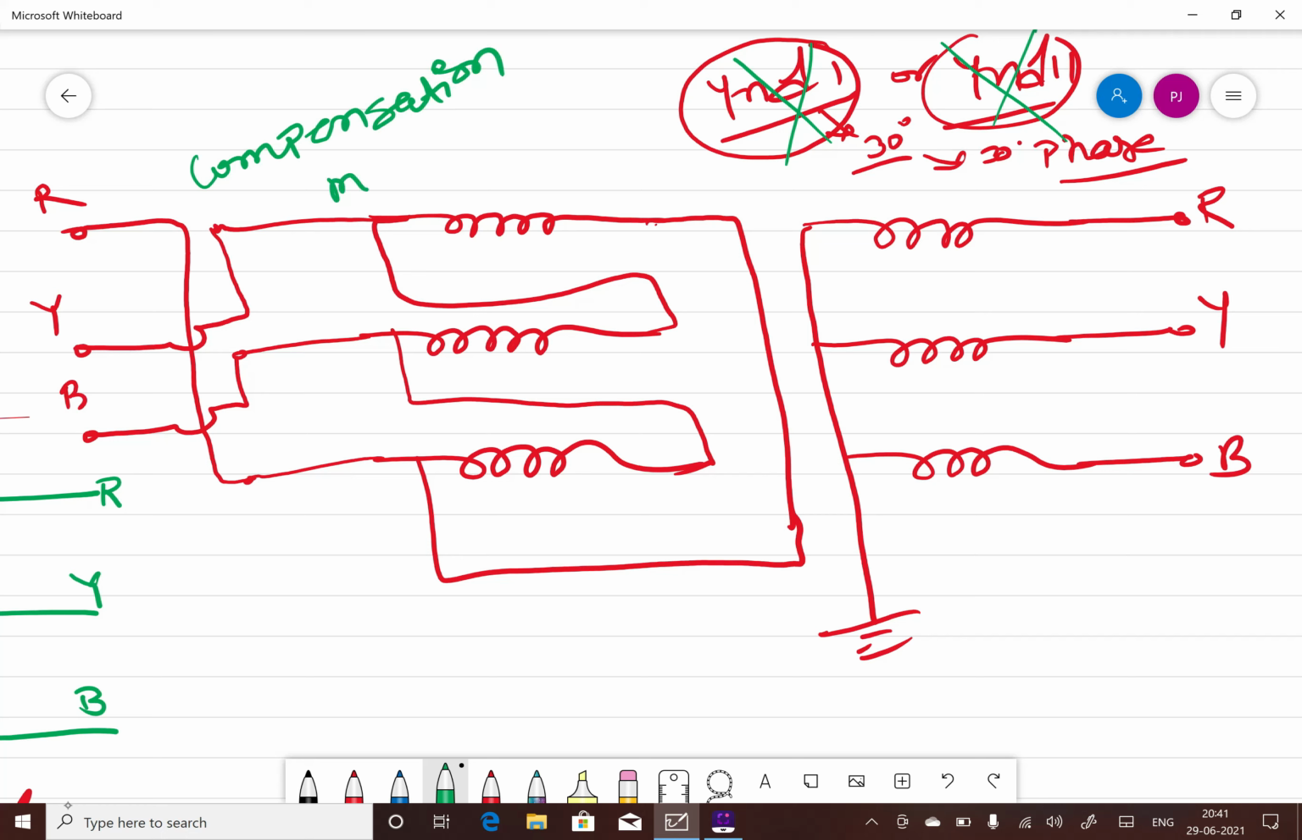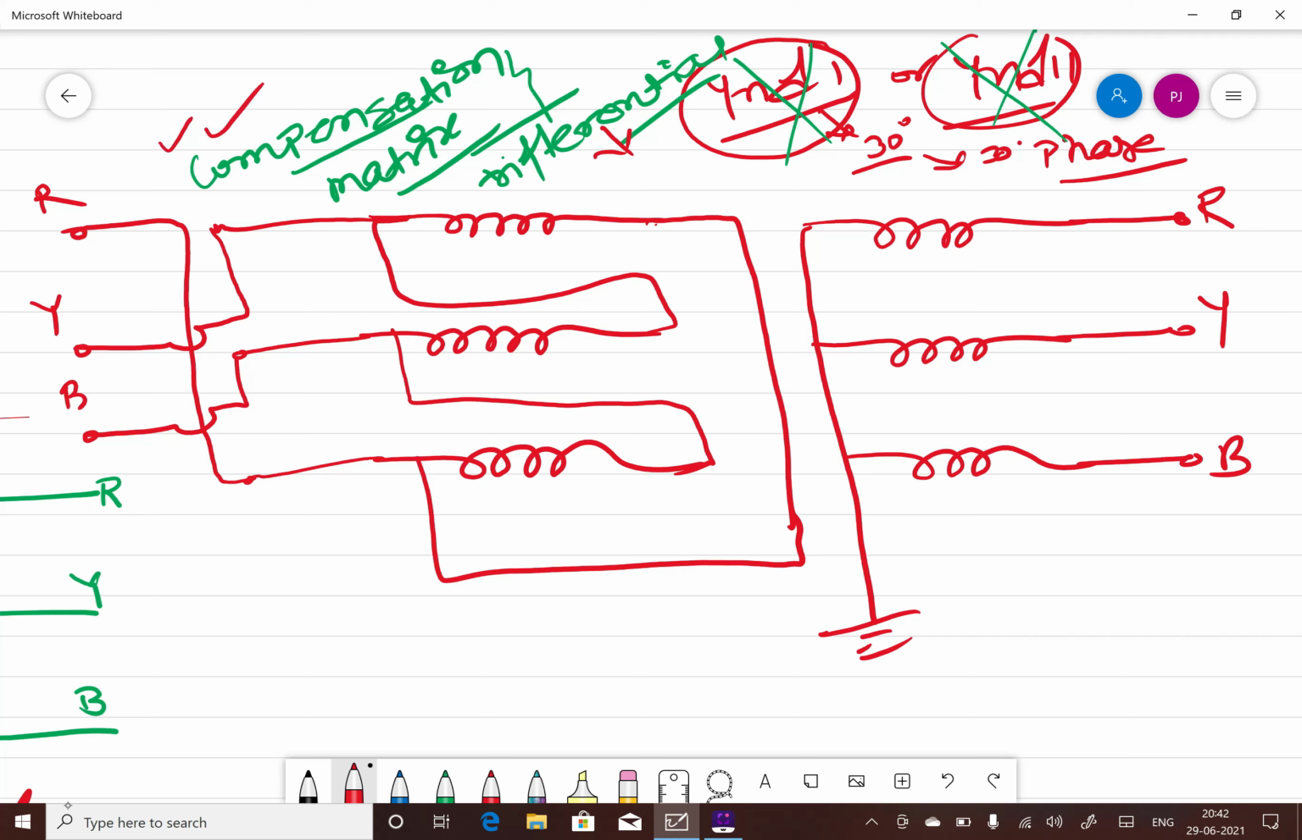Remember this compensation matrix, which we will discuss during our differential protection session. I will explain it in detail during that session. But for now, consider only one thing: this compensation matrix is generally employed to compensate for the phase angle existing between the HV winding and LV winding. Because of this phase sequence and angle difference, there will be some differential current by default, and you have to compensate for that phase angle. For that these compensation matrices are used, but we will discuss the details during our actual session on differential protection of transformer.